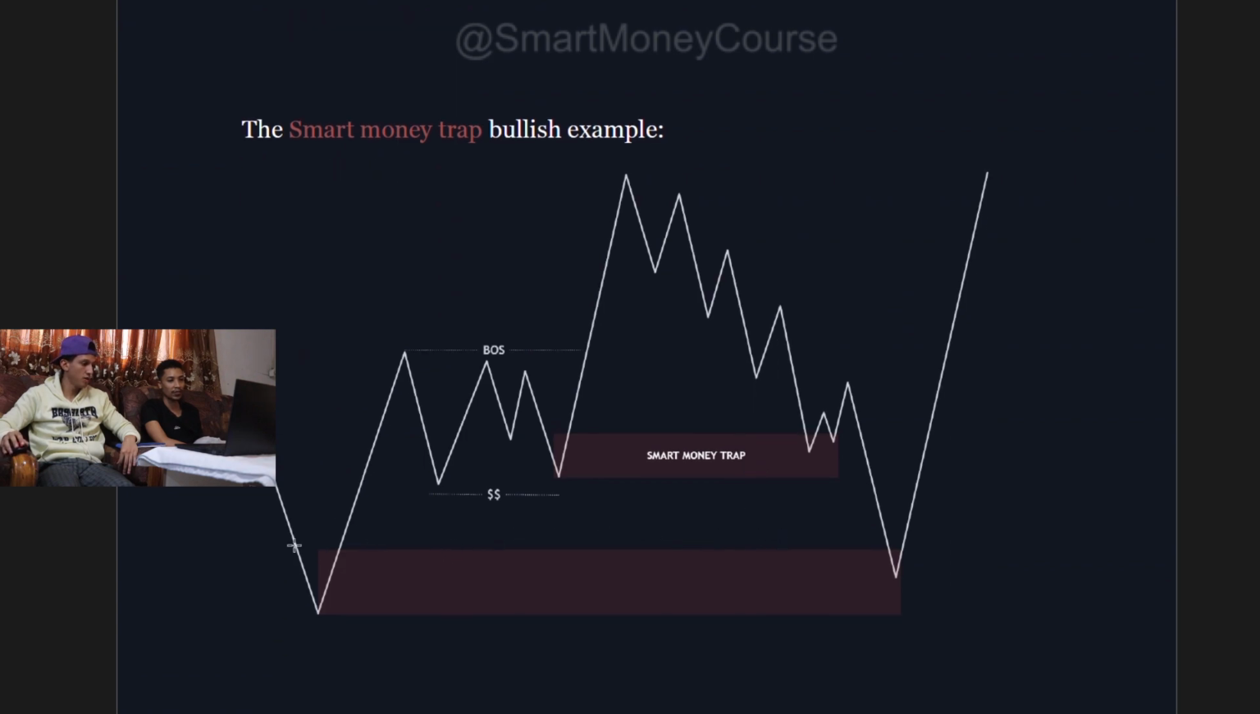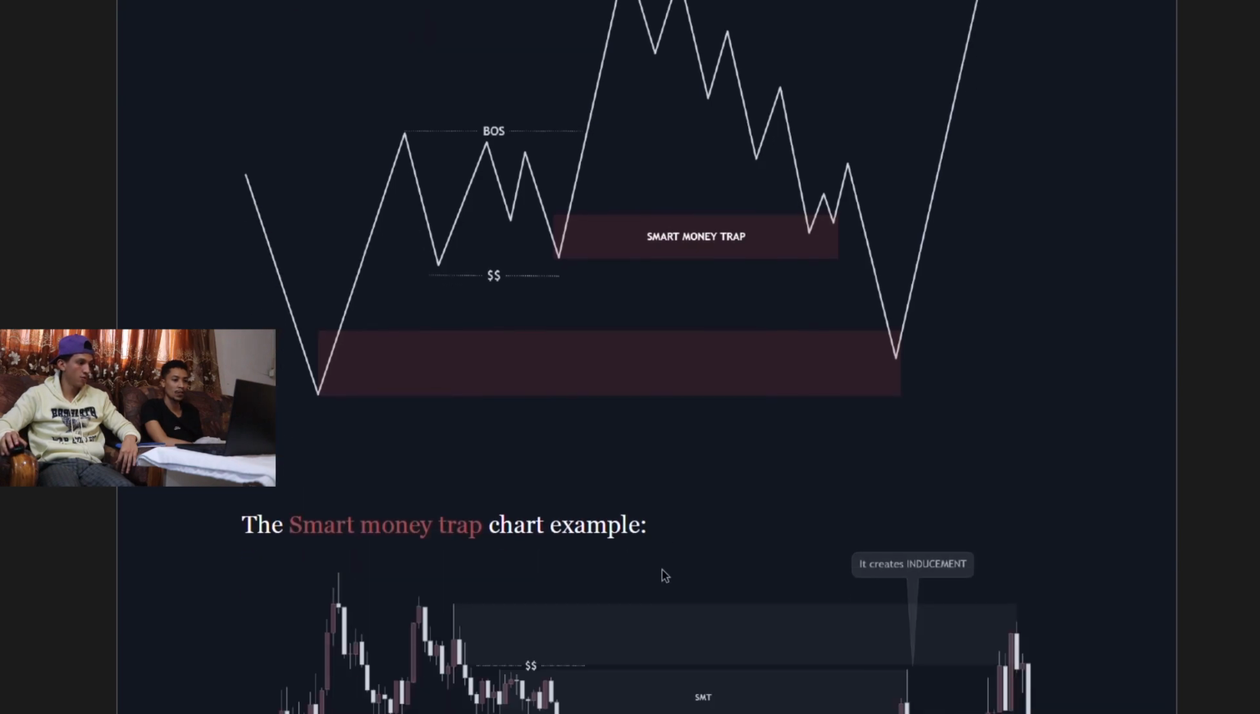So here we can see you have your BOS, you have your sell side liquidity, it goes up, comes down. When you see this, because it has 2 points already, you might assume it might create a third point. Then it comes back to the start of this swing, the protected low.